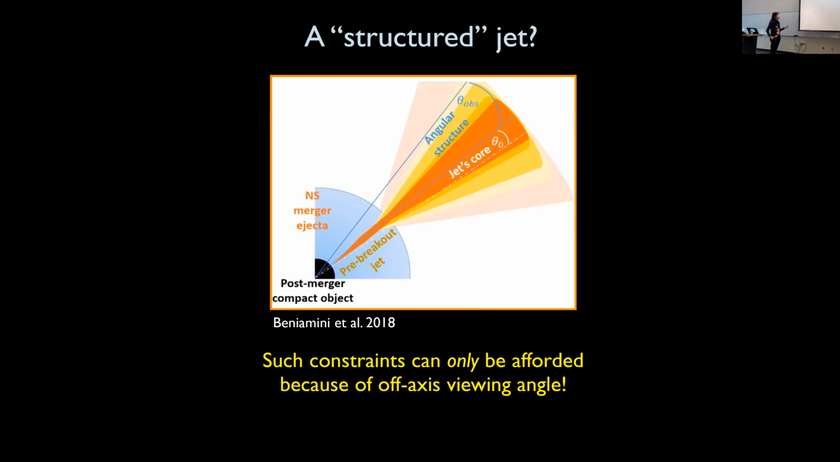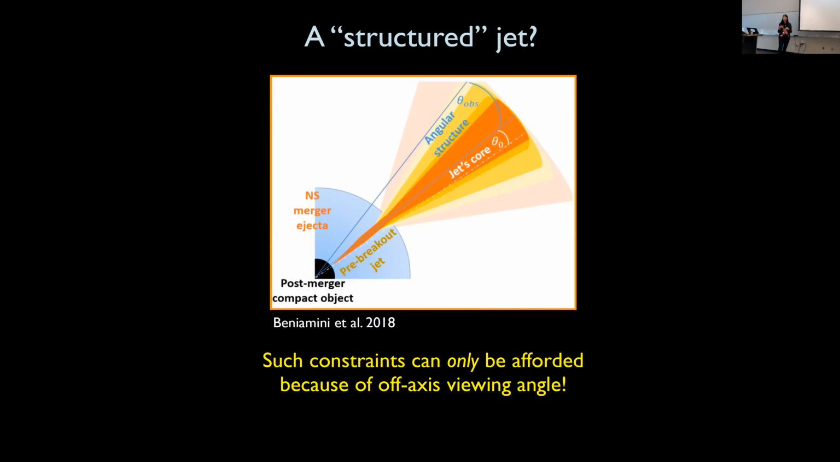And so instead of just looking down the barrel of the jet and seeing this highly relativistic emission that just has a power law decay, we might see something a little bit more complicated, some velocity structure in the jet. And because of our different vantage point, the fact that we're off axis from the barrel of the jet, we actually are privy to this structure for the first time.